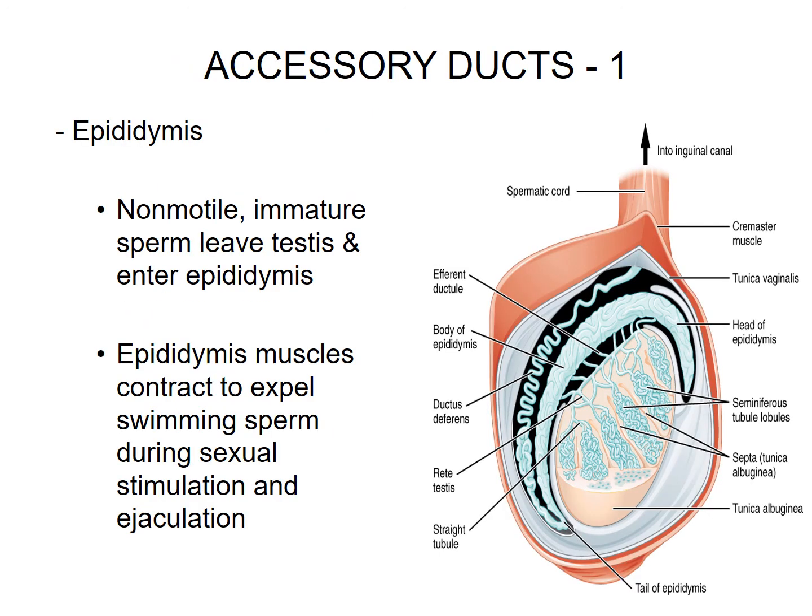On the next few slides, we're going to introduce accessory ducts. And remember, a duct is just a tube. So I'm going to show you about 2 or 3 structures, and then I'll bring it all together and summarize how it all works. But our first duct, or tube-like structure, that I want to introduce is the epididymis. We've talked about this before. This is where the immature sperm arrive from the testes, and the job of the epididymis is to mature the immature sperm.